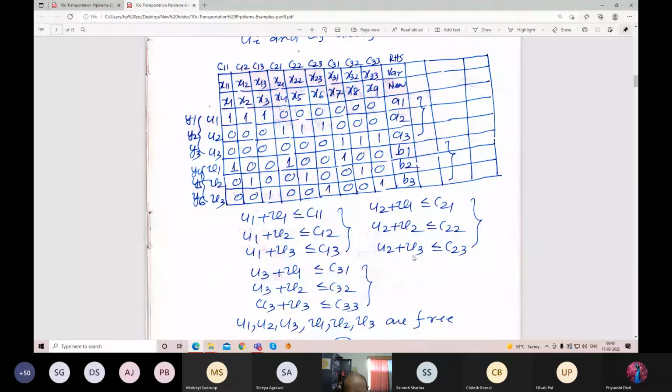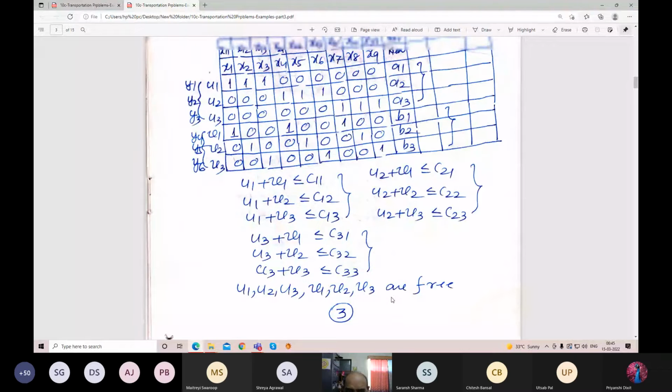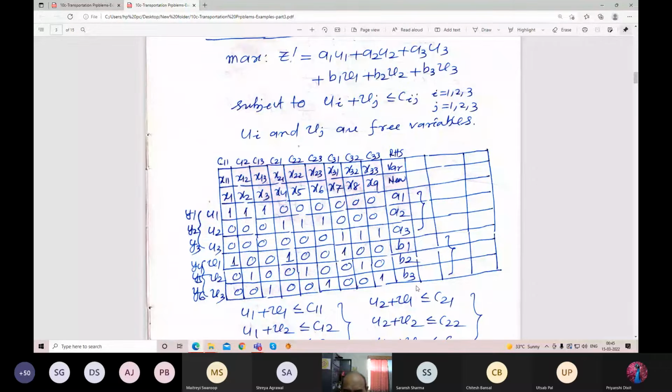They are the dual constraints, and we have a dual objective function. What is the dual objective function? The dual objective function is something like this. Maximize a1 u1, where u1 is y1, a2 u2, where u2 is y2, a3 u3, that is y3, and similarly b1 v1, b1 is our y4, b2 v2, b2 is our y5, and b3 v3, b3 that is our y6. In this manner we can write. In the same manner we are presenting it. So this is the dual problem.